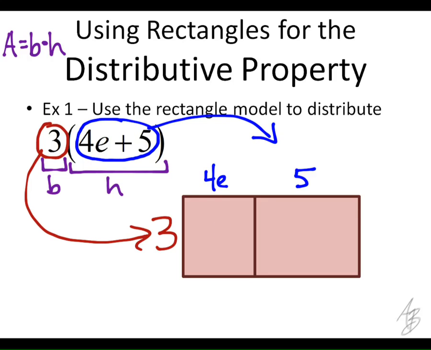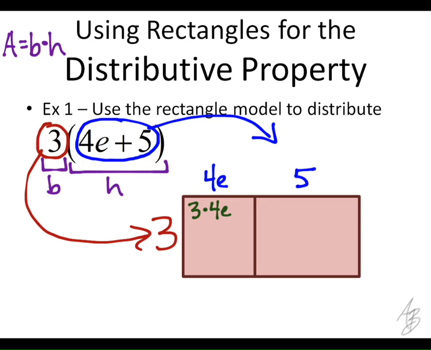Now the way I'm going to do this, just to keep things simple and to make things a little bit easier when we start factoring, I'm always going to put the thing on the left first and the thing on the top second. So I'm going to do 3 times 4e. It really doesn't matter which one goes first and which one goes second, because either way we're going to get the same answer, right? All right, so we're going to do 3 times 4e.